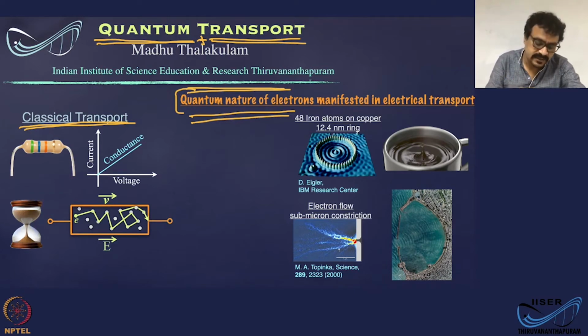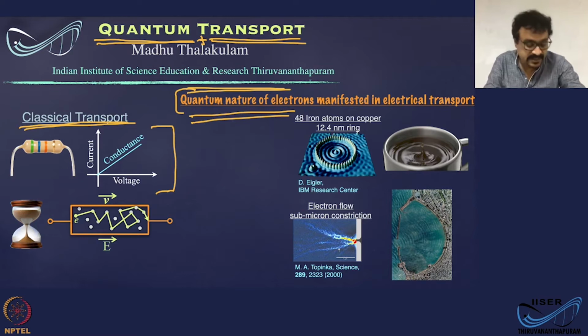Before we get into the details of the quantum mechanical nature of electrons, let's take a quick look at the classical transport. Okay, the transport study or the electrical transport study generally refers to the measurement of current as a function of voltage or voltage as a function of current.